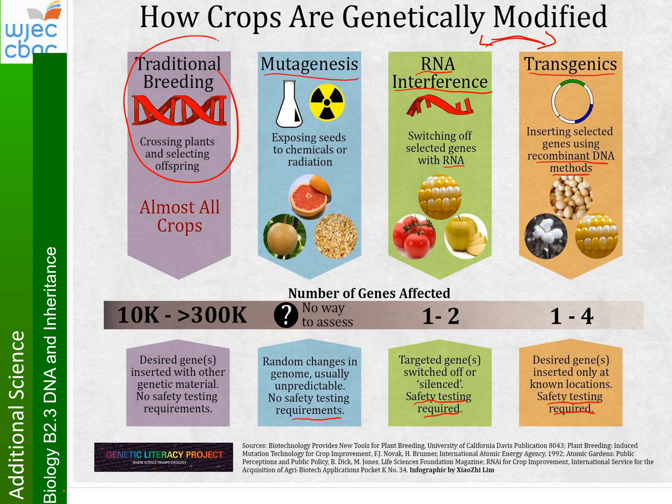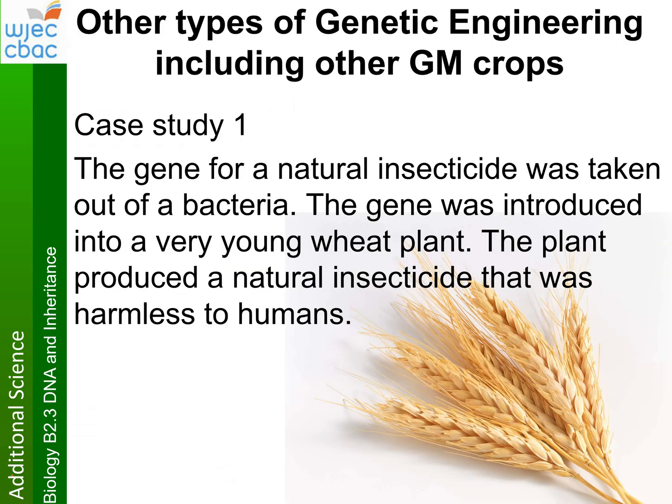So I'm going to go through some case studies just to give you some examples of the way genetically modified organisms have been created and for what purpose, the benefits, but also some of the disadvantages. So this first one is particularly significant because some countries have problems growing enough food for their population, but also they may have problems with pests.